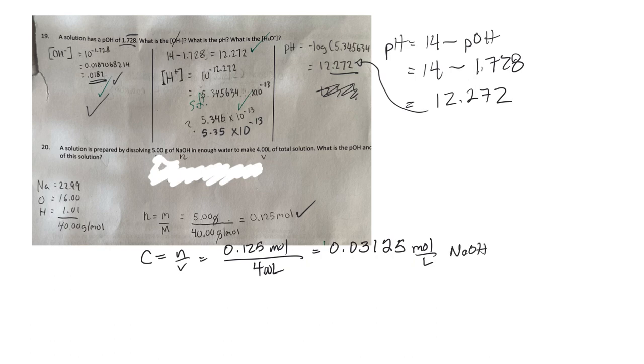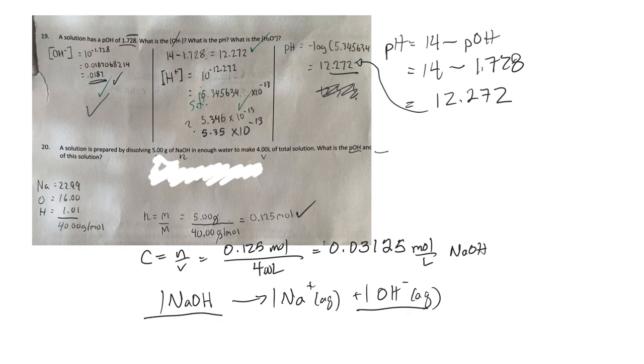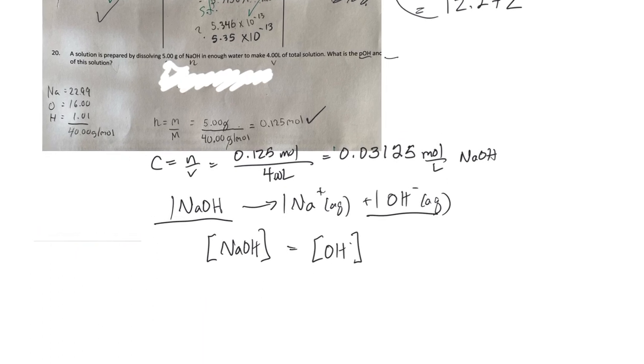But they're asking for the pOH and the pH. So I should really write out a dissociation equation. If you dissociate sodium hydroxide, you get sodium ions and you get hydroxide ions. But the key thing here is that the ratio is 1 to 1 to 1. So one of these gives me one of those. So that means that the concentration of sodium hydroxide is the same as the concentration of hydroxide ions.